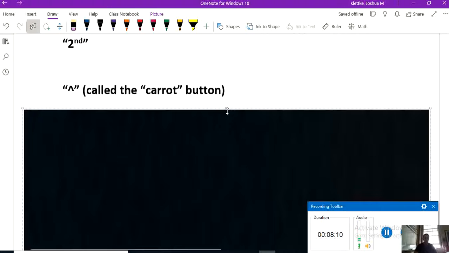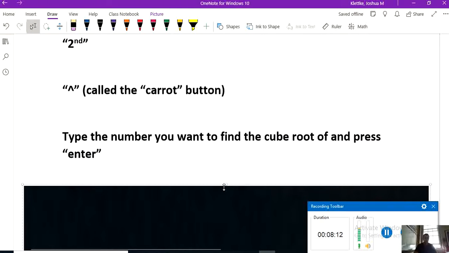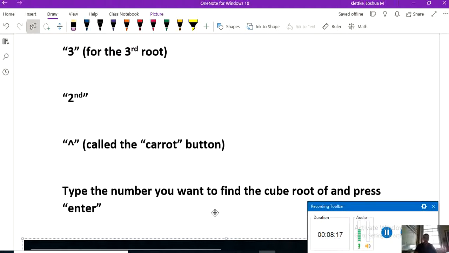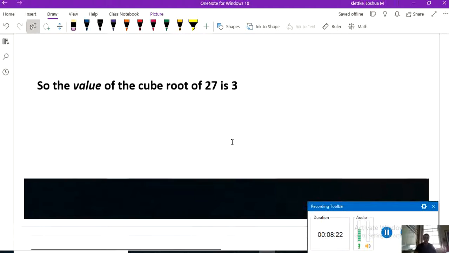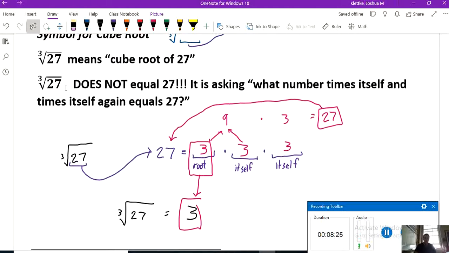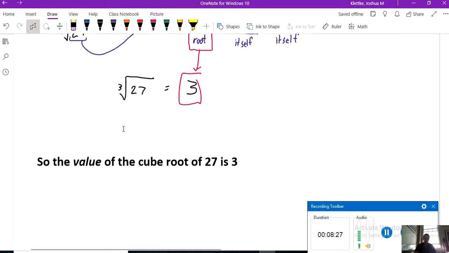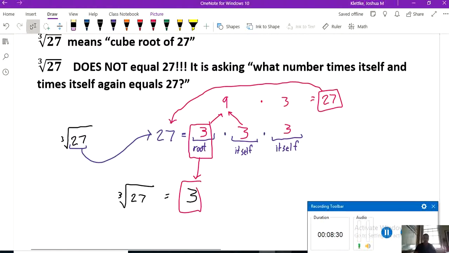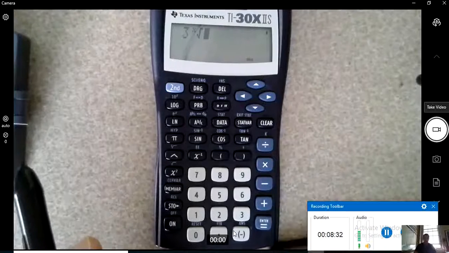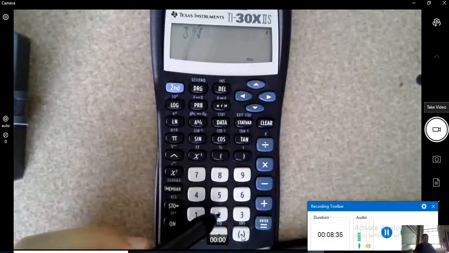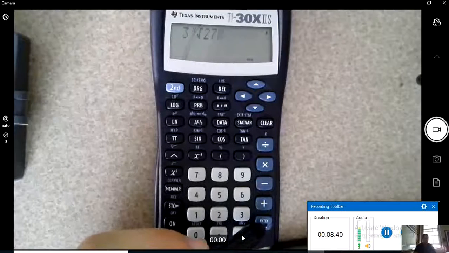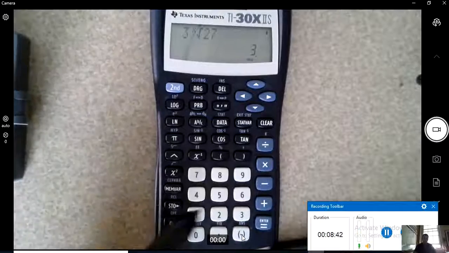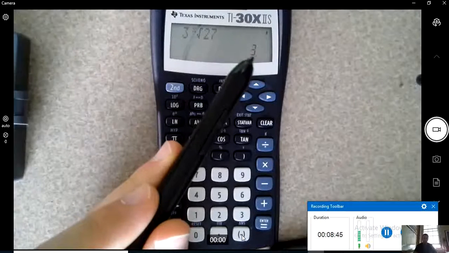Next, we're just going to type whatever number we want to find the cube root of. Let's go ahead and just make sure that these calculators work. We know that the cube root of 27 is 3. So we're going to type in 27, and let's just make sure that it gives us the same thing. That's all I need. I press enter, and it tells us the cube root is 3.